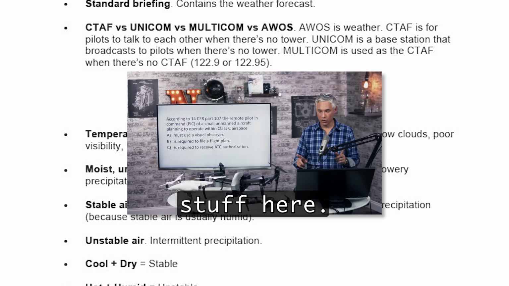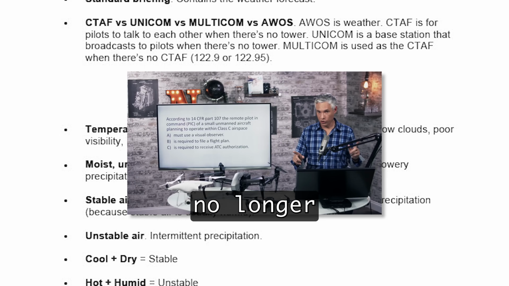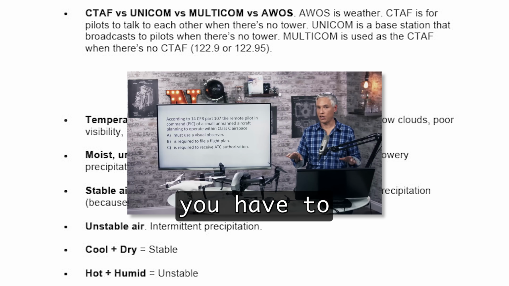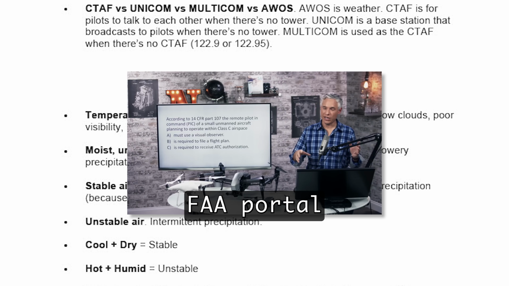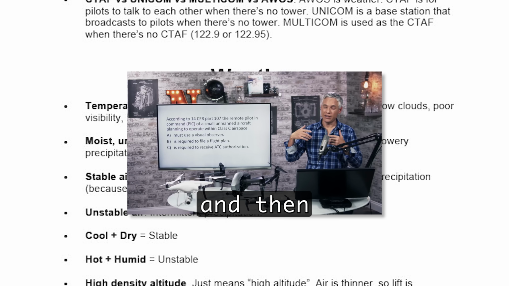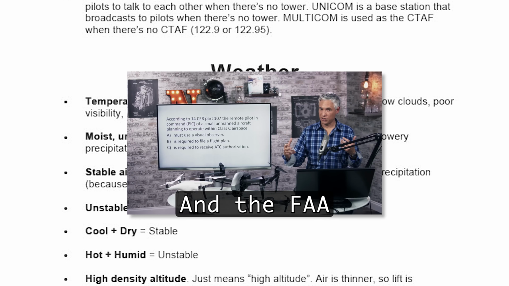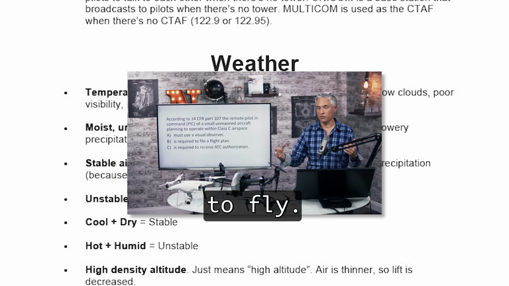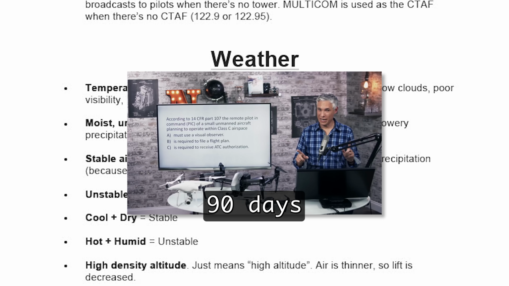Real world stuff here, you can no longer just call air traffic control as a drone operator. You're not allowed to do that. Instead, you have to go to this FAA portal online and request a waiver and then ask the FAA for permission, and the FAA will kind of interface to that airport and ask if it's okay for you to fly. You have to give them 90 days to get a waiver.